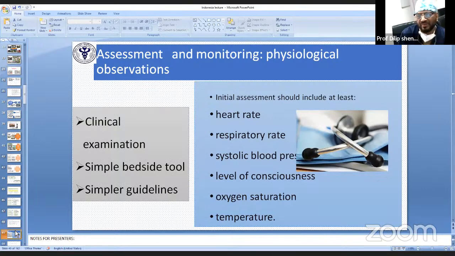So assessment and monitoring, physiological observation. This is most important. Whatever resources are limited, this clinical examination and other tools can always be used for evaluation, assessment, and management. So clinical examination, simple bedside tool, simple guidelines. Initial assessment should include heart rate, respiratory rate, systolic blood pressure, level of consciousness, oxygen saturation, and temperature.